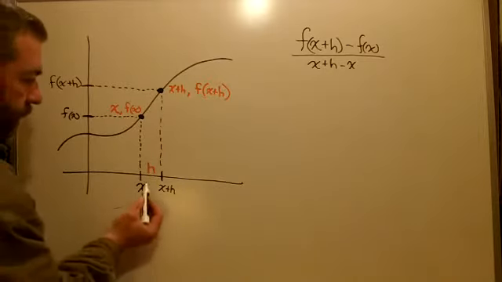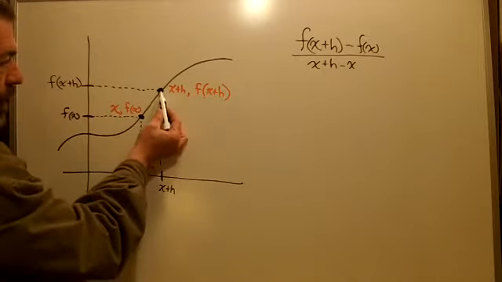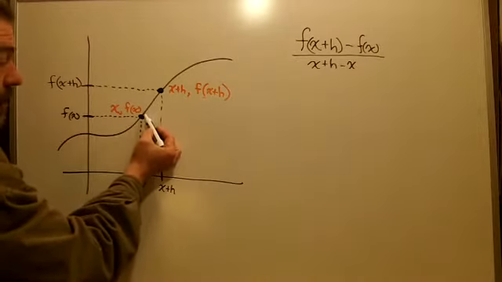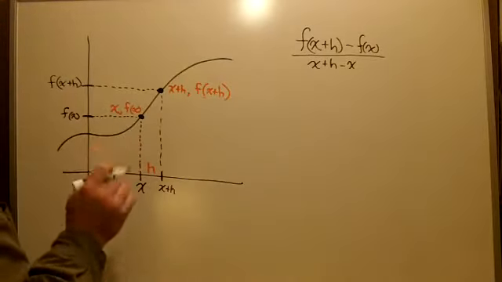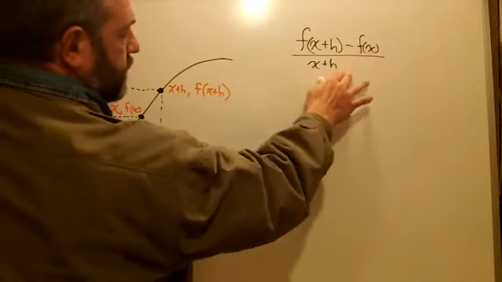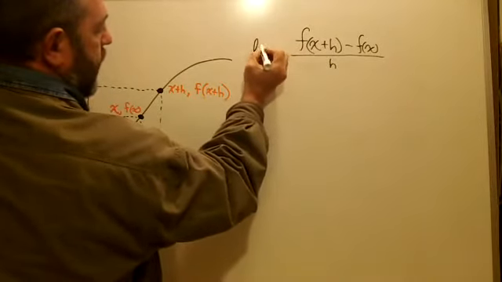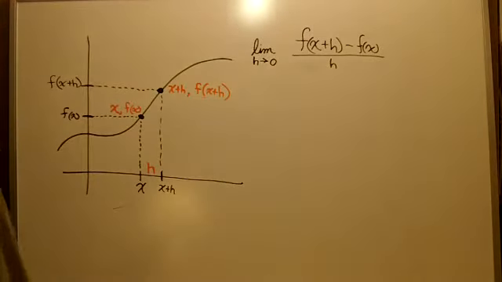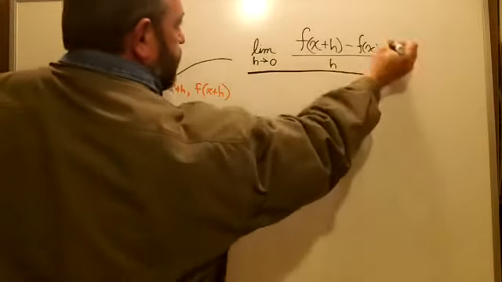Now to get the derivative, keep letting h be smaller and smaller. As we do, this point will go back towards the point we're trying to evaluate, and the approximation will get better and better. So for the derivative, we'll take the limit as h approaches 0. Now you can see here, you have an x and a minus x, so those are going to cancel. We take the limit as h approaches 0 of f of x plus h minus f of x over h. And that right there is your basic definition of a derivative.